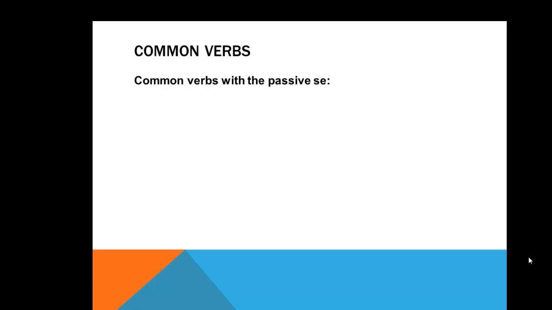Here's a handful of common verbs you're going to see with the passive se. Prohibir, prohibit. Permitir, to permit. Deber, which is a little bit tricky to translate in English. This is should. So I could say something like se debe estudiar. One should study. We have vender, to sell. Encontrar, to find. Comprar, to buy.